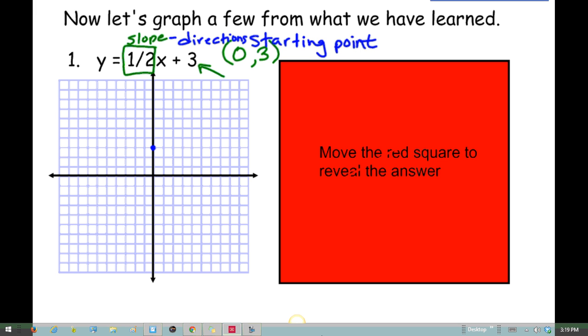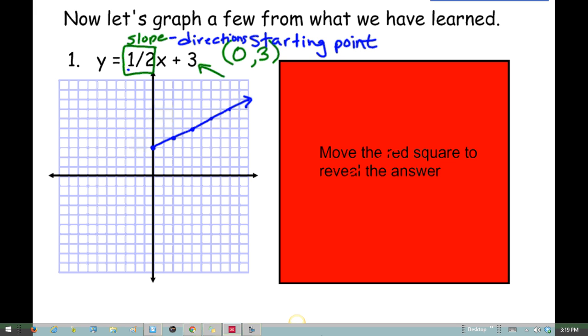From there, I'm going to follow my rise over run. I'm going to rise 1 and run 2. Rise 1, run 2. I'm going to do that all the way across my graph paper, and I'm going to connect those dots, putting an arrowhead at the end to show that this graph goes on forever in that direction.